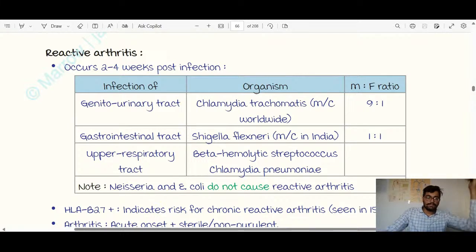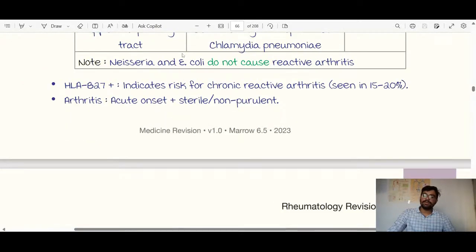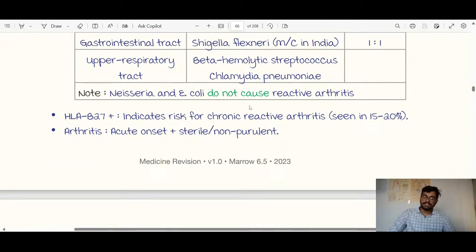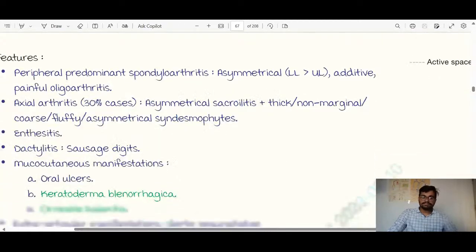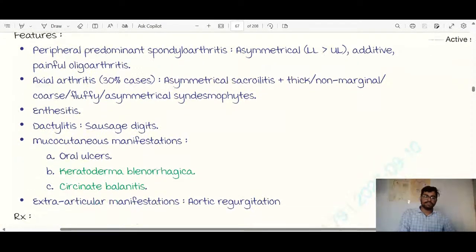Note that Neisseria and E. coli do not cause reactive arthritis. This is a very good point. HLA-B27 positive indicates risk of chronic reactive arthritis, seen in 15 to 20%. Reactive arthritis has acute onset, with sterile or non-virulent infection. So guys, I am discussing the features.